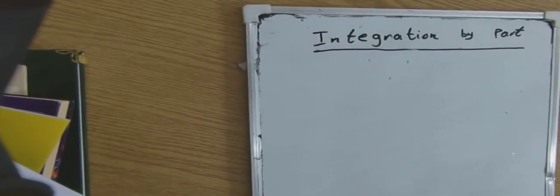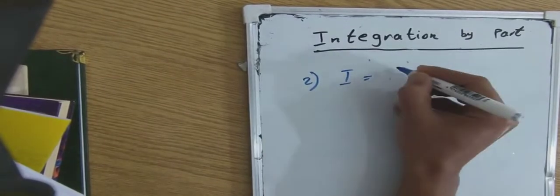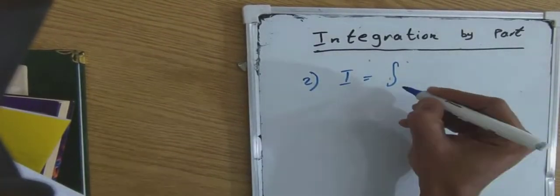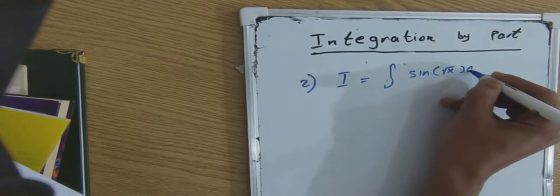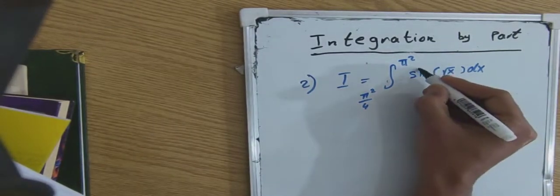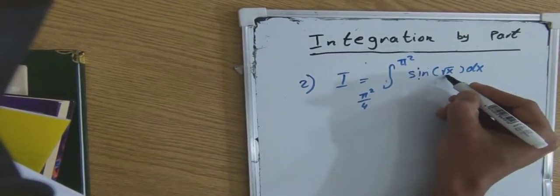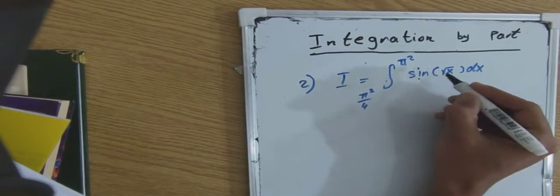The second problem in this video: we need to integrate the function sine root x dx from pi squared over 4 to pi squared. Of course, we can't use the direct antiderivative for integrating sine, because the derivative of the argument of sine, root x, is not outside.